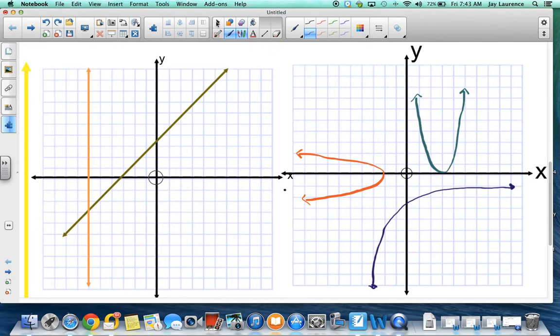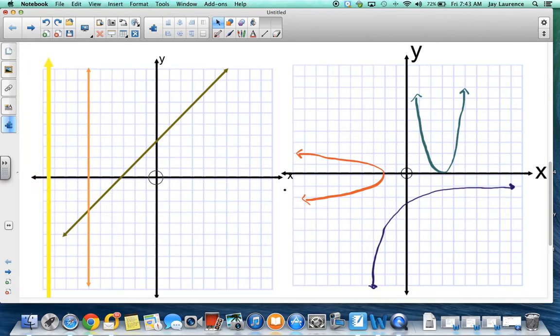There's a real easy way to tell, and I've shown you this before, is to use a vertical line. If this vertical line hits the graph in more than one place, then it's not a function. It's called the vertical line test. So let's look down at this purple one first.